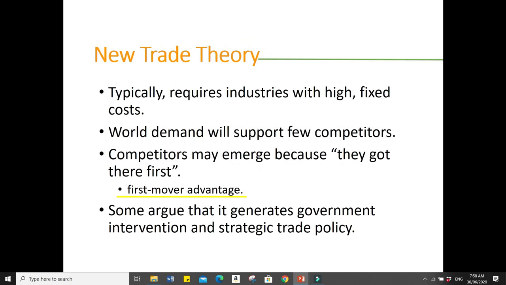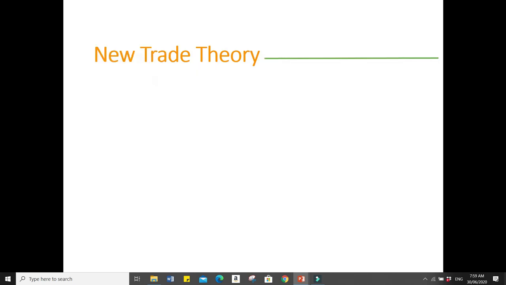In addition to that, it says here that typically they require industries with high fixed cost. So world demand, when you say world demand, we're talking about customers, will support few competitors. And competitors may emerge because they got there first. We call that your first mover advantage. First mover advantage are the economic and strategic advantages that accrue to early entrants into an industry. Okay, and some argue that it generates government intervention and strategic trade policy, right?